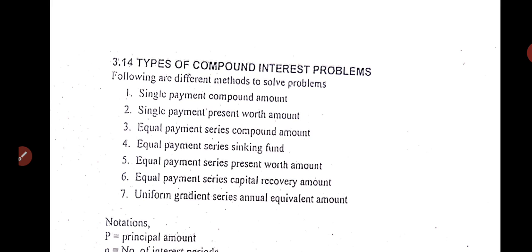Means I am paying equal payments. What is the compound amount I am getting after the period? Whatever period, say 10 years I have decided. So what is the money I am going to get after 10 years?